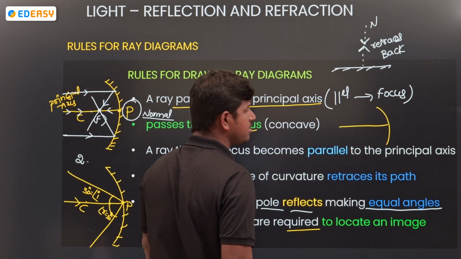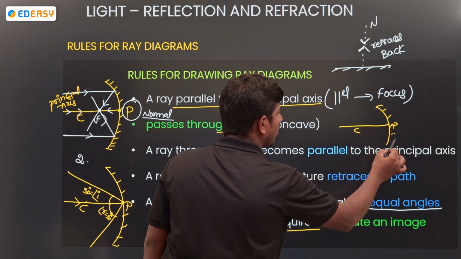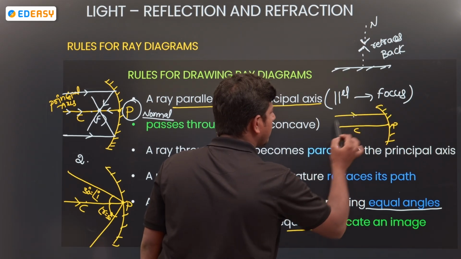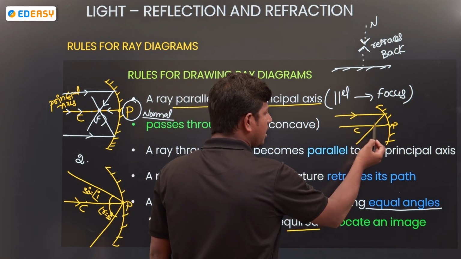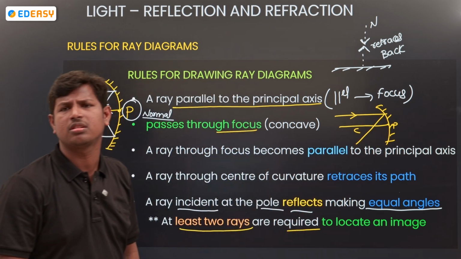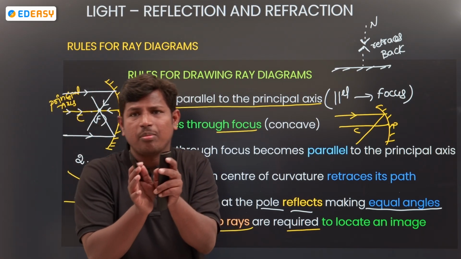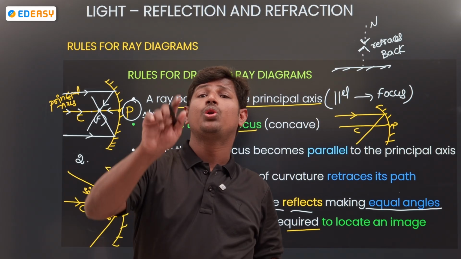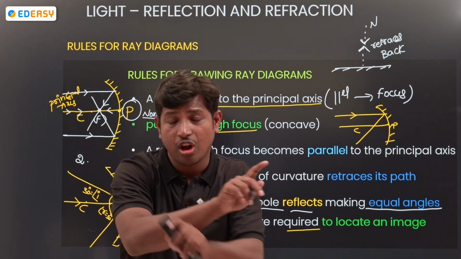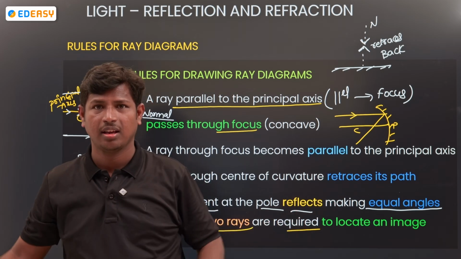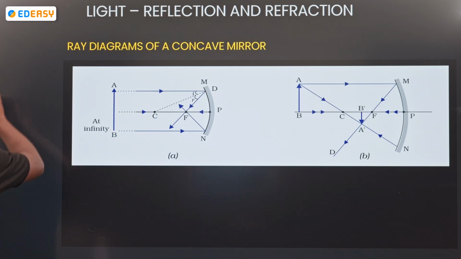See here how it is not possible. I am taking a principal axis, and the pole. I take one light ray, where it strikes, it passes like that. Is there any intersection of light rays? There is no intersection of light rays, so it does not form the image. So to form an image, how many light rays are required? Two light rays are required at least. With a single light ray, it's not possible. Clear?